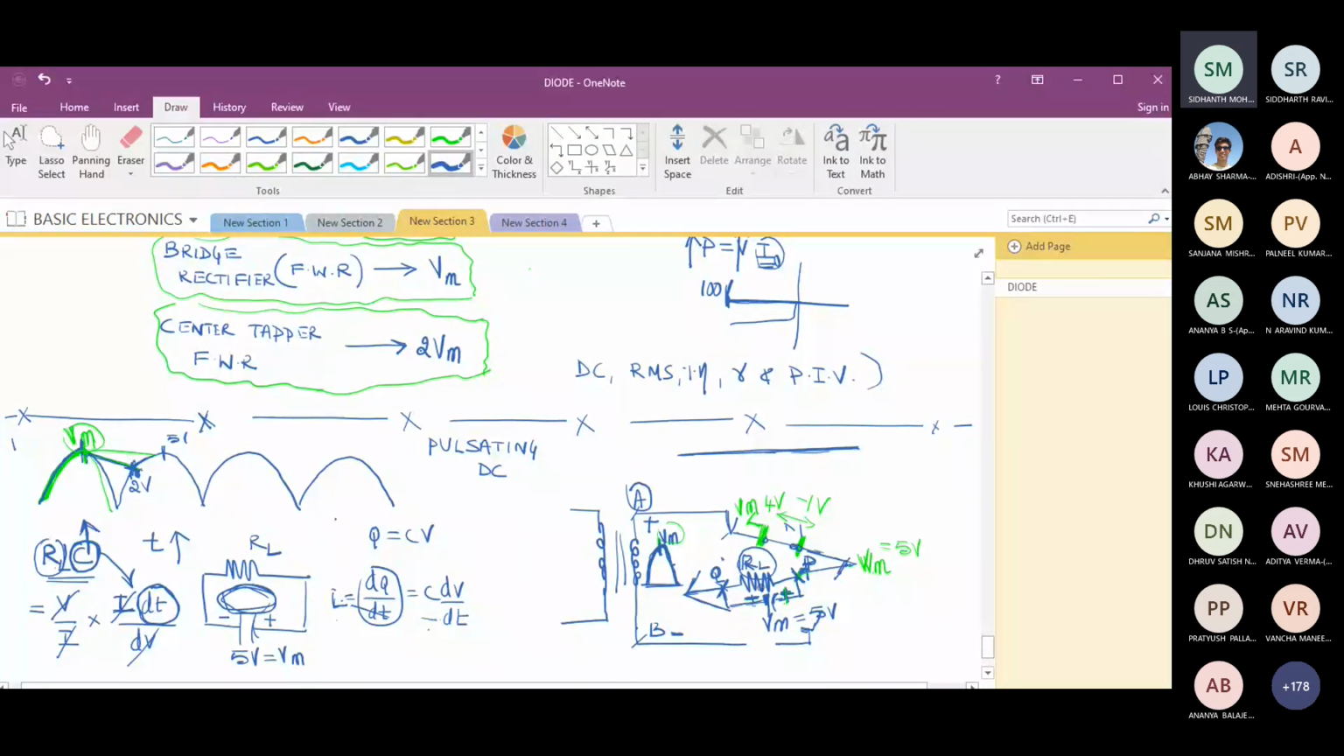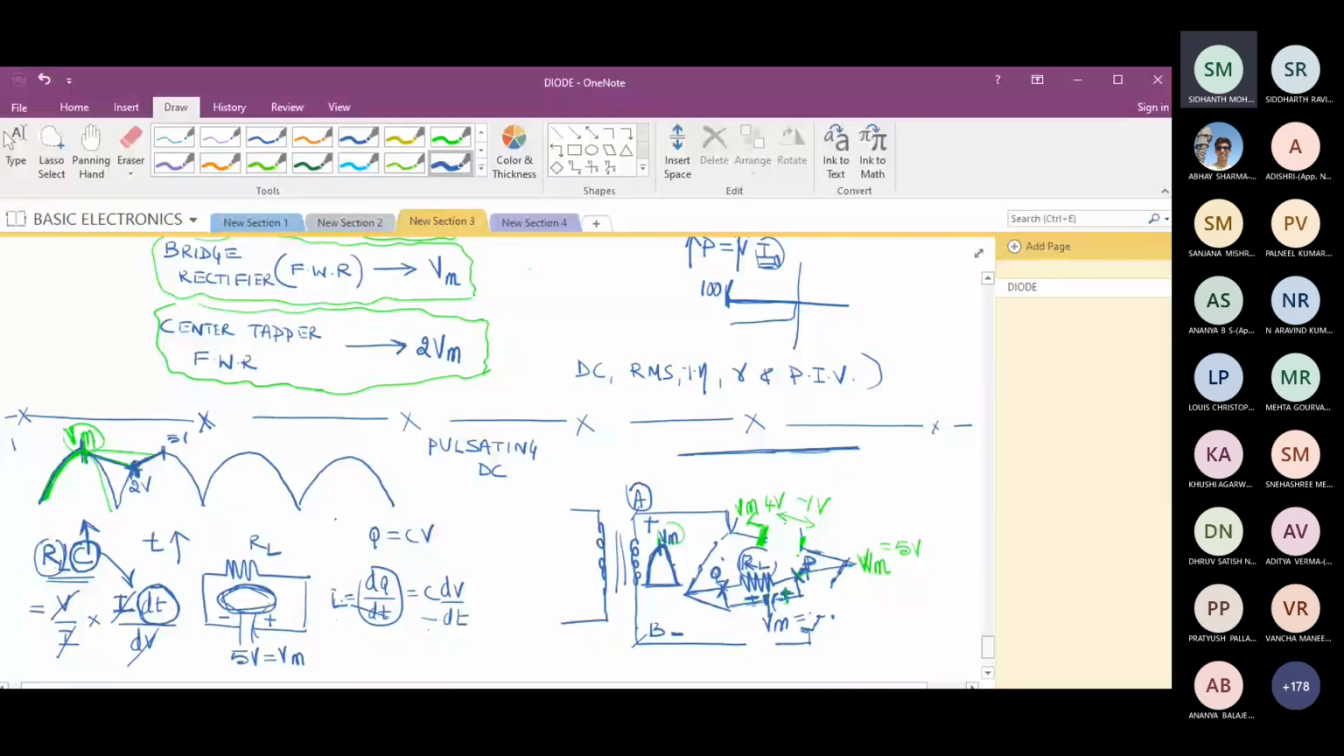Maybe this is in the negative half cycle. Maybe this diode will conduct now. These two diodes will conduct. This will be off. Am I correct? Again, when these two diodes are conducting, what will the capacitance do? Will it again charge to 5 volts?